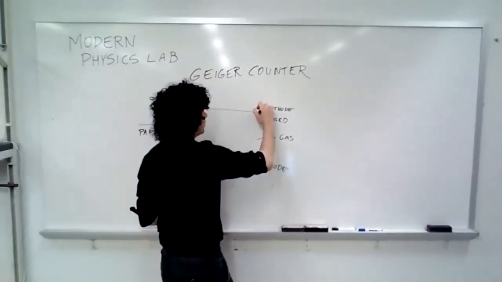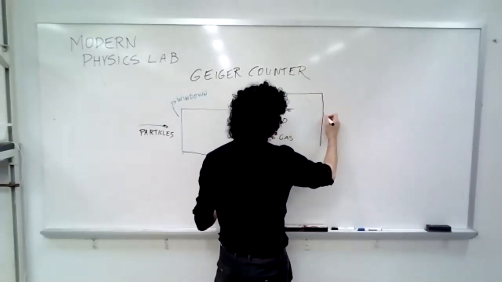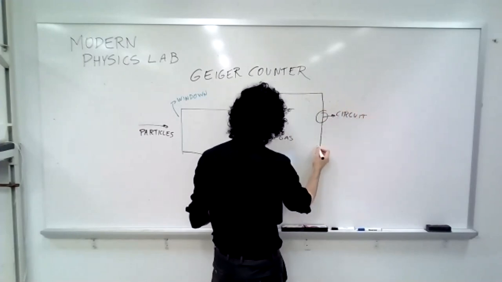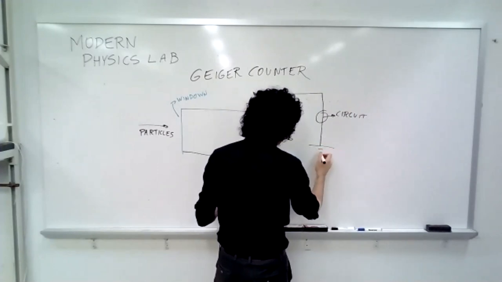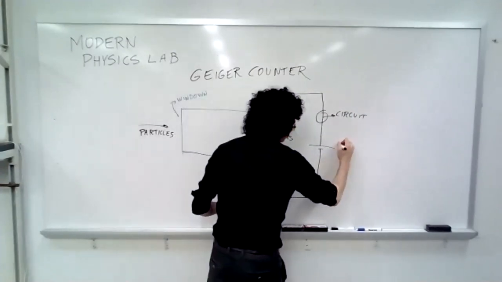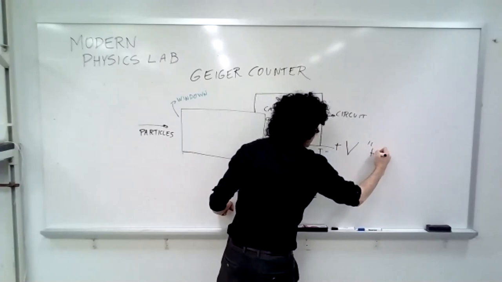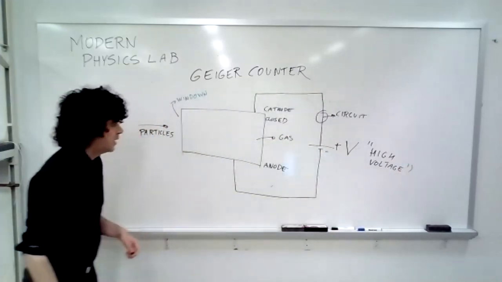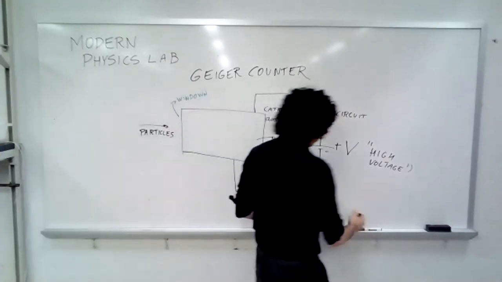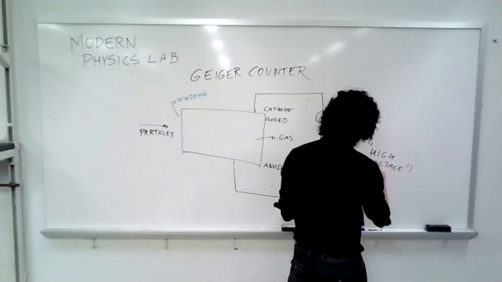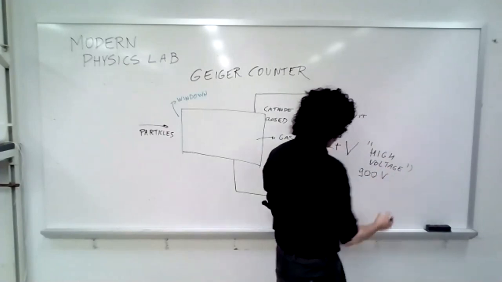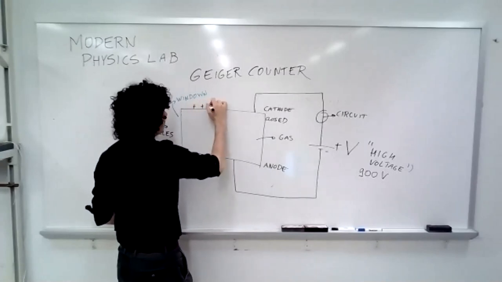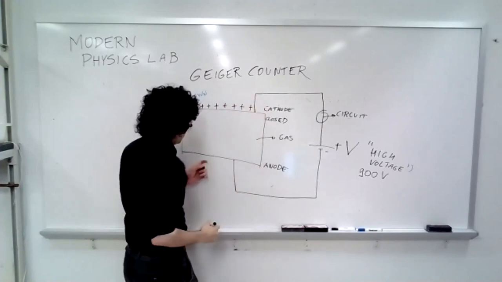And you apply a high voltage between the cathode and the anode. So there's a circuit here, and here you apply a voltage, plus here and minus. And by high voltage, I mean on the order of hundreds of volts, or even almost 1,000 volts. With that, you charge these plates. So there is a very high voltage between the two plates.